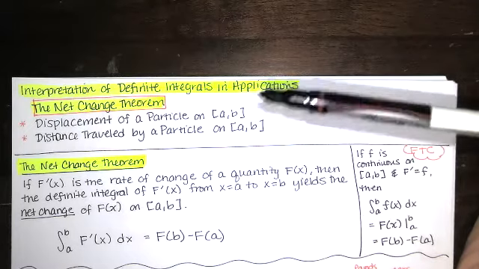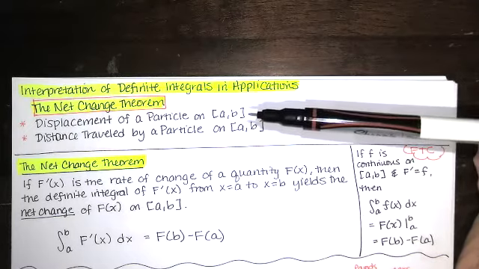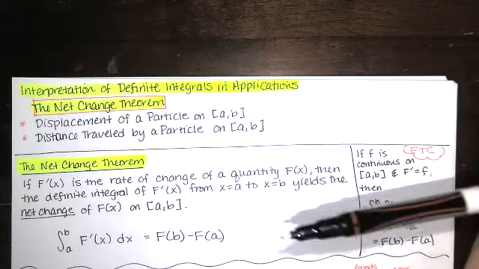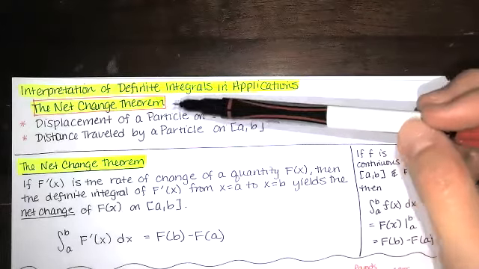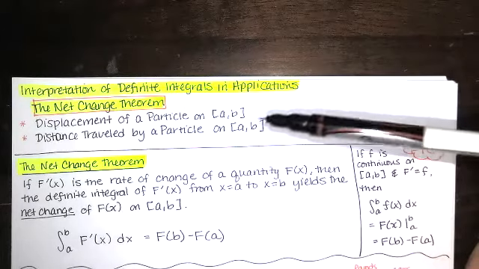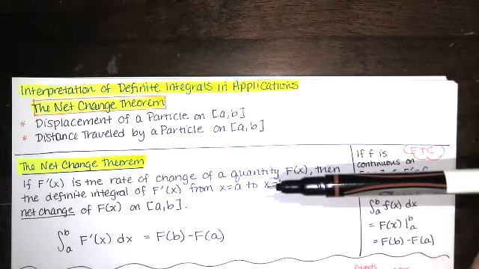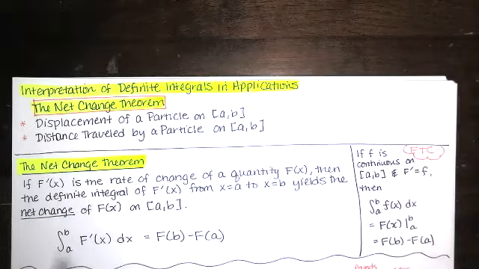We'll use the net change theorem to find the displacement of a particle on a time interval from t equals a to t equals b. And we'll also use the net change theorem to find the distance traveled by a particle on the time interval from t equals a to t equals b. And so here's the theorem.